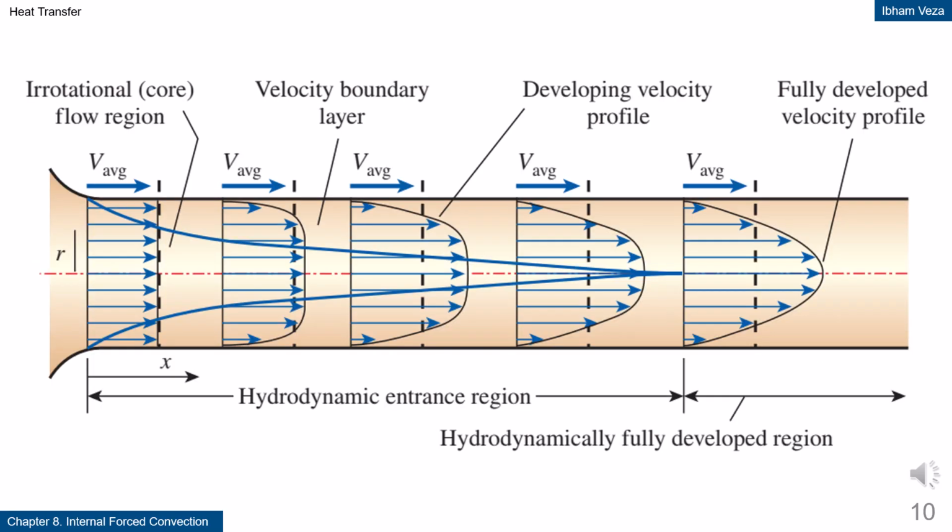Velocity boundary layer development. Near the inlet, the velocity profile is initially almost uniform across the cross-section. The velocity boundary layer starts to grow from the wall due to viscous effects. As the distance increases, the boundary layers meet at the pipe center. After that, the velocity profile no longer changes in the axial direction and is called fully developed. The length of this region is called the hydrodynamic entrance length.